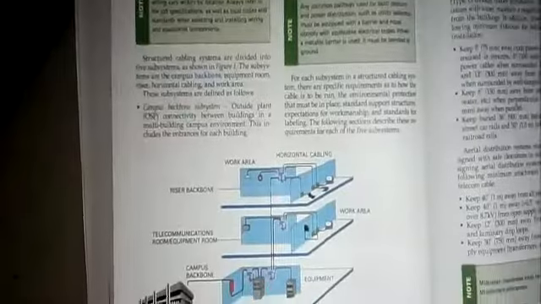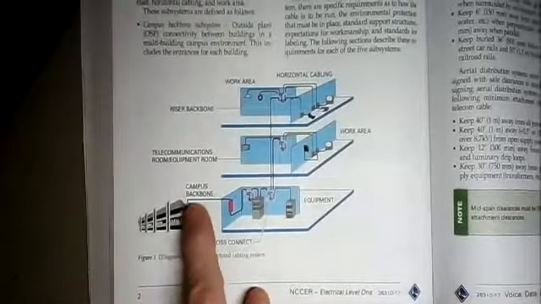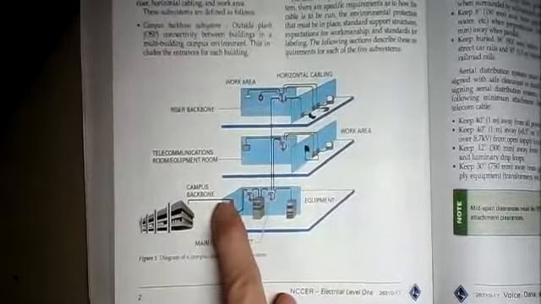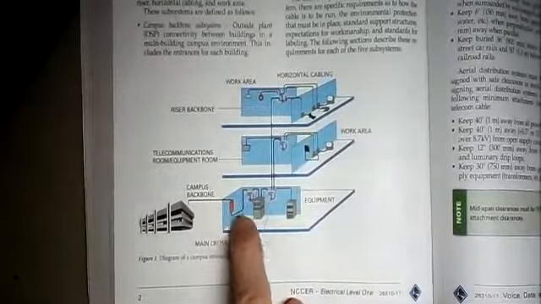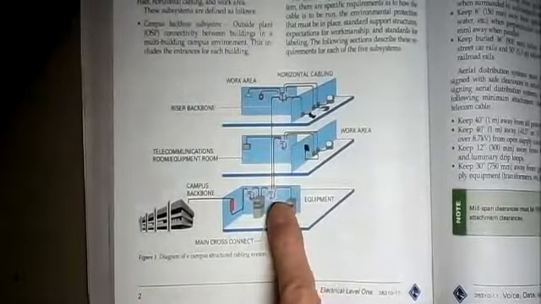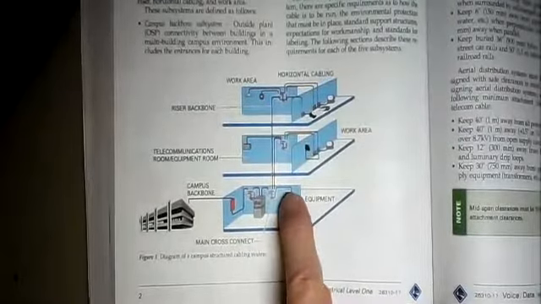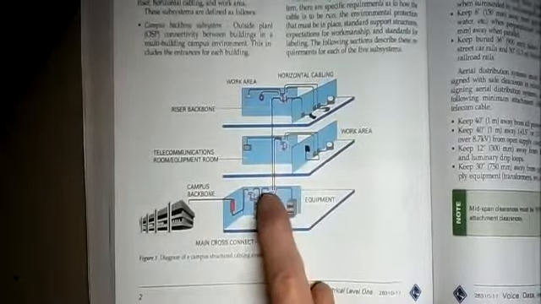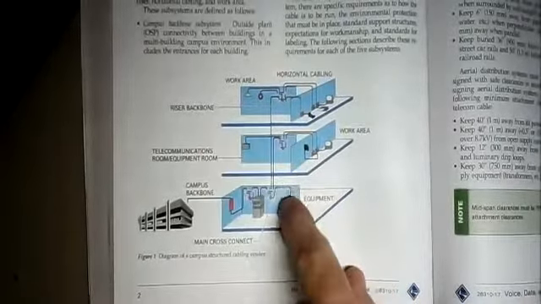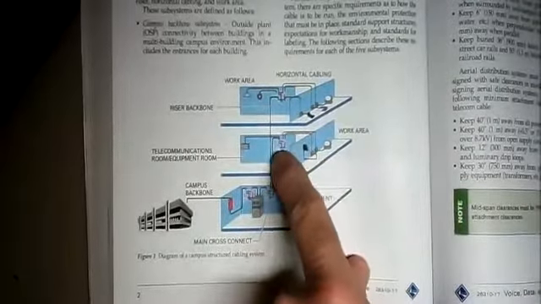Here on page 2, they're showing a nice diagram that shows us the campus backbone going from a main building to a separate building. Here's an equipment room. So you have the main cross connect and the equipment jumpers. Then the risers go from floor to floor, the riser backbone. However many floors you have, you'll bring the cabling system up to the different floors.